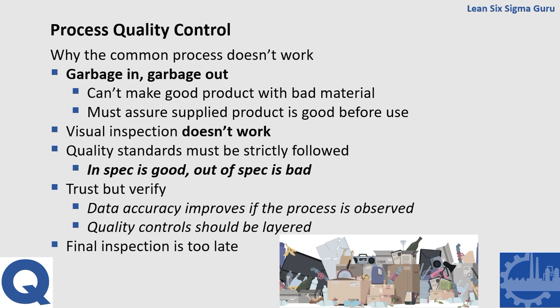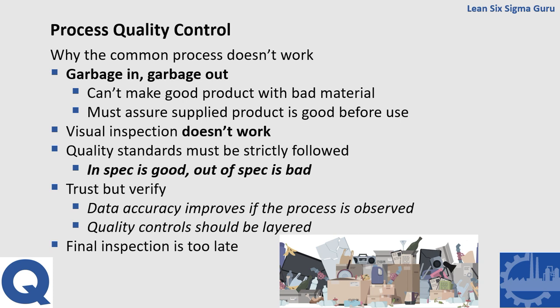The system of trust but verify is a very important method. Data accuracy improves if the process is observed. Quality controls should be layered. So we need to record data. We need to check supplier information. We need to have layers of quality control. So if something goes wrong, we find out.